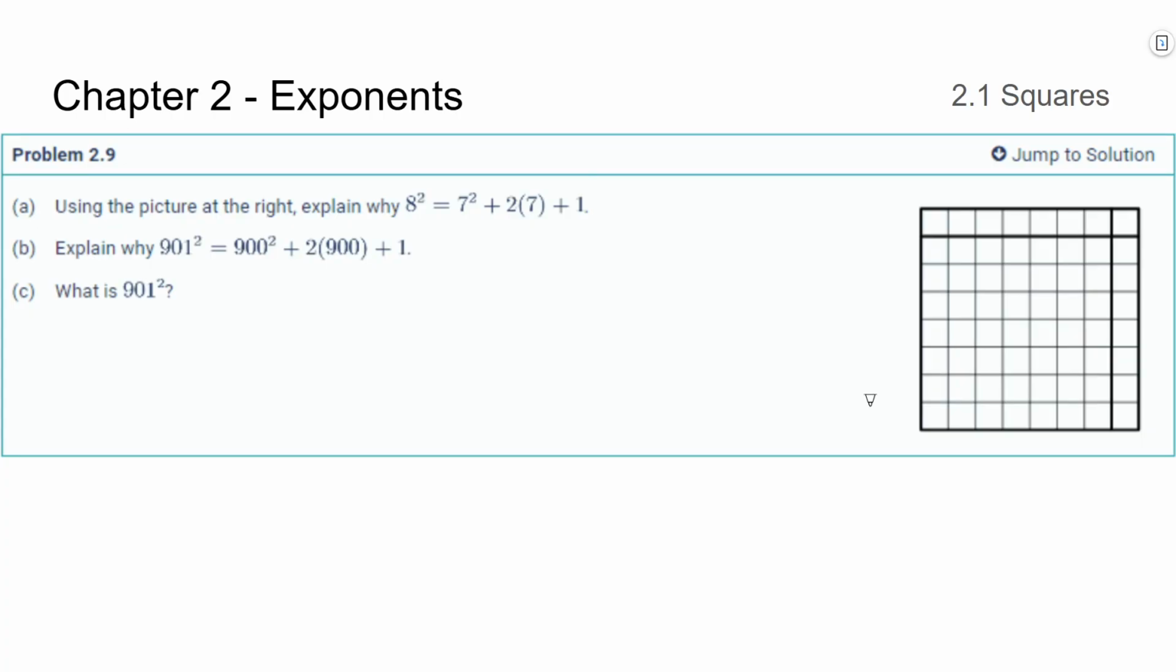All right, so using the picture on the right, explain why 8 squared is equal to this. And then, pretty similar, explain why this is true. And then finally, what is 901 squared? So we take this one at a time, and then by the time you get to C, this shouldn't really be a problem. So go ahead and see if you can come up with answers for this. This one's a little bit trickier, so take your time with this one.